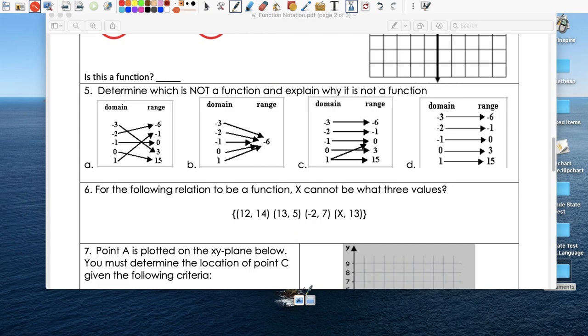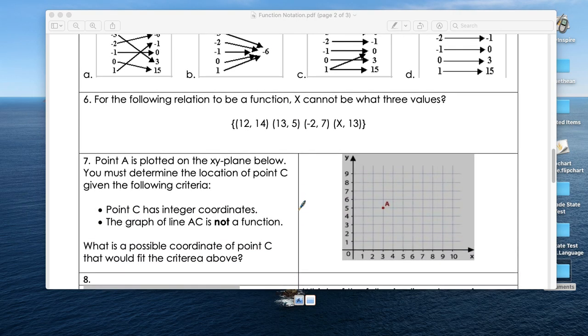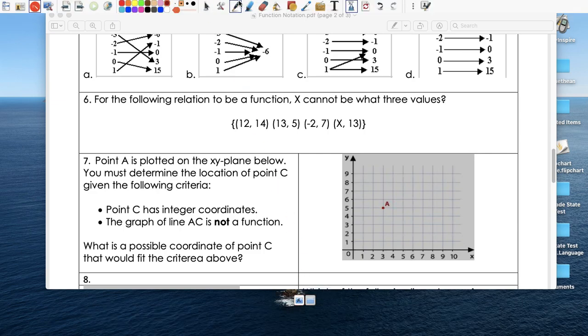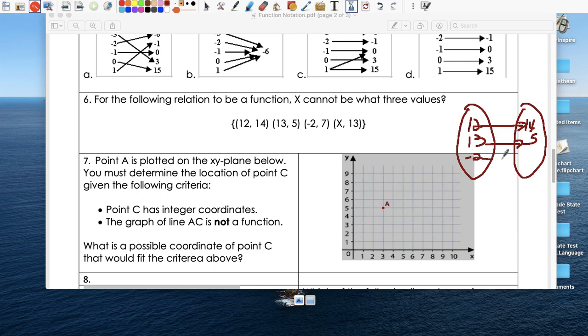This one's a little tricky. Maybe you want to write it like this, because I have difficulty seeing that. So we have 12, which becomes 14. We have 13, which becomes 5. We have -2, which becomes 7. And then we have something here that I don't know, which becomes 13. So they're asking us, what number can't we put there? Let me write it bigger.